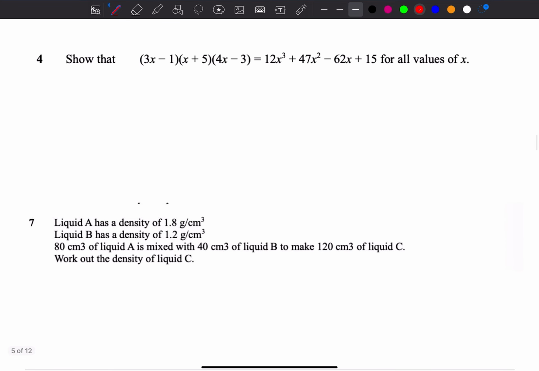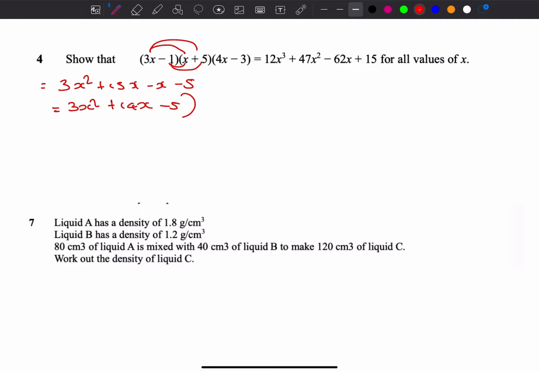Next one. So you've got expanding a triple bracket. That's easy. Expand here first. 3x squared plus 15x minus x minus 5. That will give you 3x squared plus 14x minus 5. And you're going to multiply that by 4x minus 3.